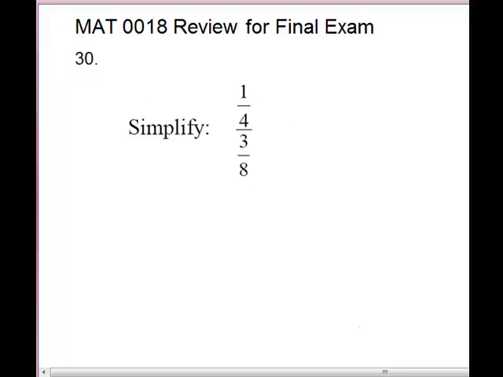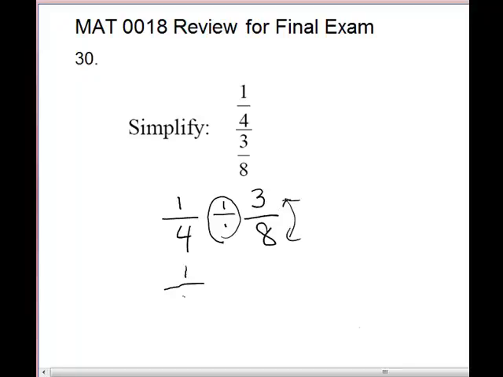Problem 30. We're going to simplify a complex fraction. So we're going to write it across instead of up and down. So you have 1/4 divided by 3/8. Then we're going to change to multiplication and invert the divisor. So your first fraction stays the same. You change to multiplication. Second one flips over.